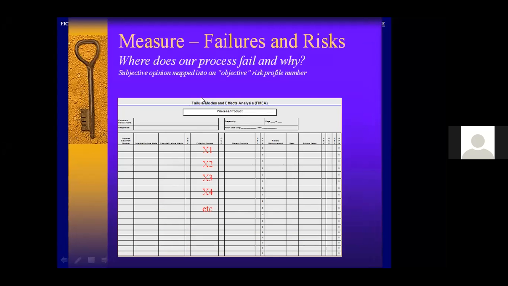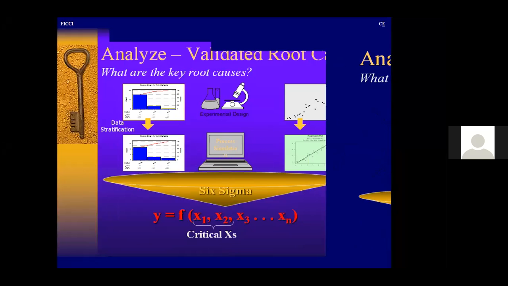Then where does the process fail and why? This again is to be measured in the second stage. Why is the process measured? What are the failure modes and the effect analysis? What is the effect? What is the failure mode? So all these things are recorded.